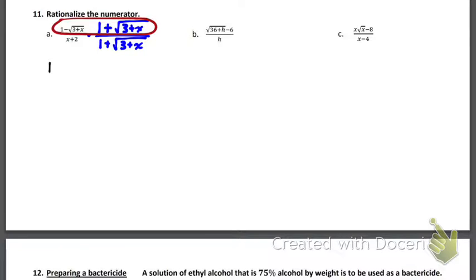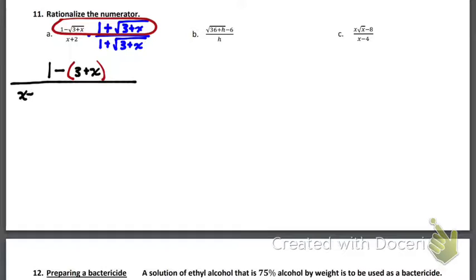1 times 1, I get 1. My middle term is going to cancel out, and I am going to subtract the square root of 3 plus x times the square root of 3 plus x. I have to distribute that subtraction to both of those pieces.